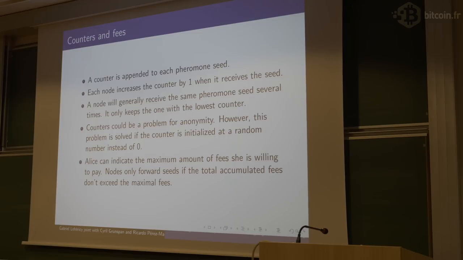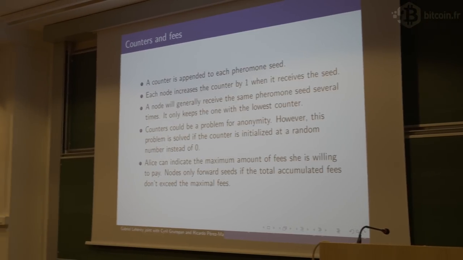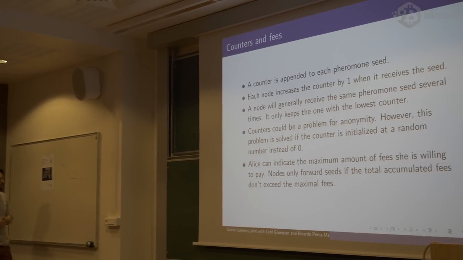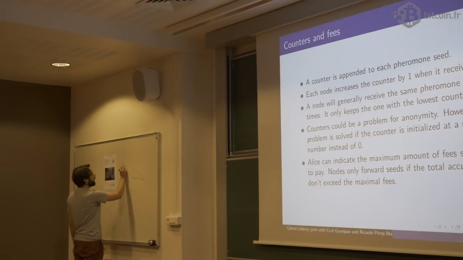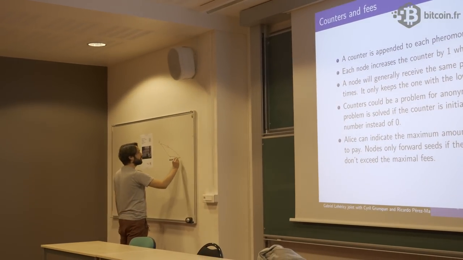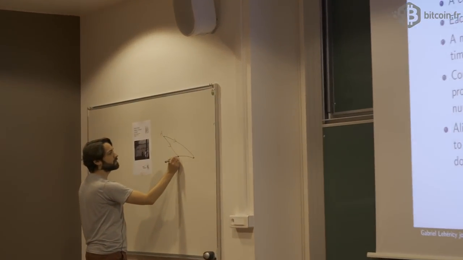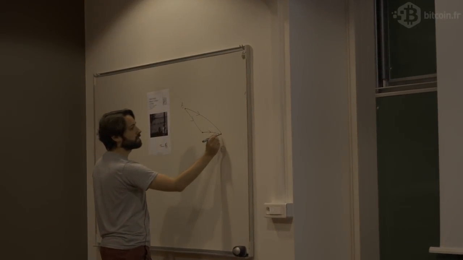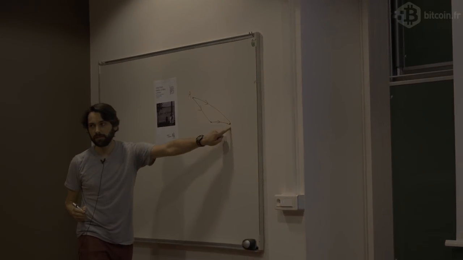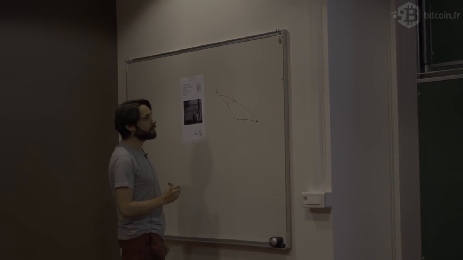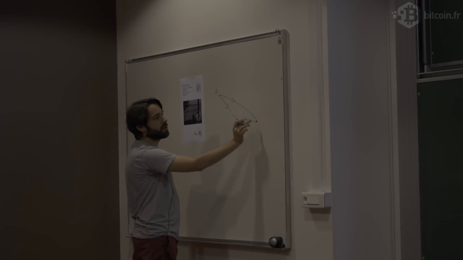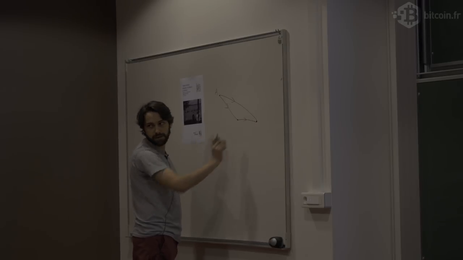if you have Alice, which is here. An idea which is important to remember is that in general, the same node will receive the same pheromone seeds several times. Because for example, here Alice sends her pheromone to this node, but she also sends it here. And so this node here will also send it to this node, okay? So this node has received the same pheromone seeds twice.